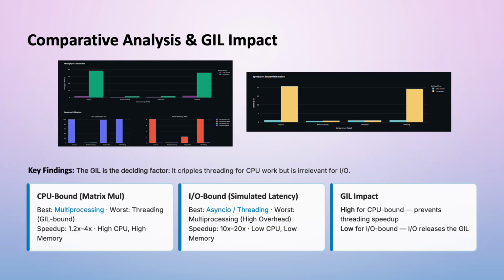Comparative analysis, GIL impact. The comparative analysis confirms that the GIL is the deciding factor. For CPU bound matrix multiplication, multiprocessing is best. For IO bound tasks, asyncio and threading are the best. Multiprocessing is worse for IO due to overhead, while threading is worse for CPU due to the GIL. Speedup factors range from 1.2 to 4 times for CPU tasks, but 10 to 20 times for IO tasks. Choose based on your workload type.